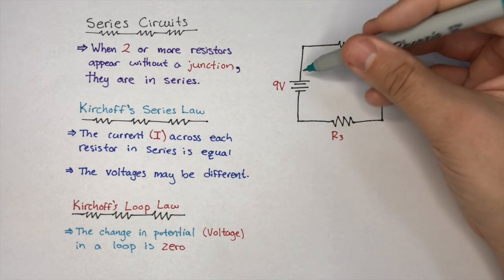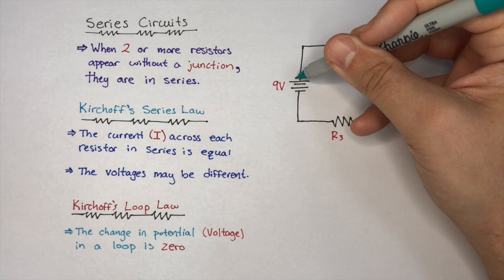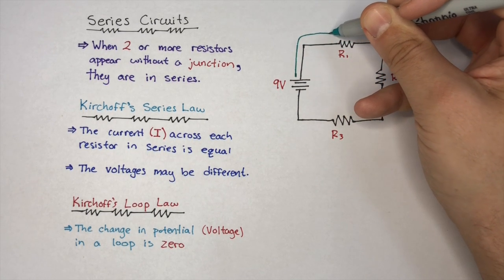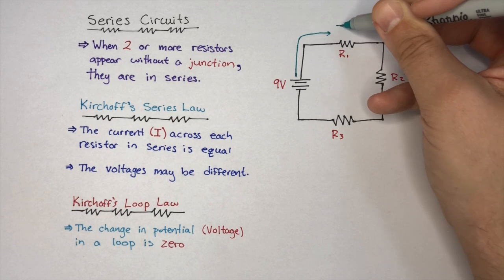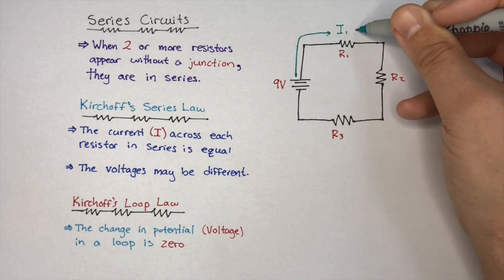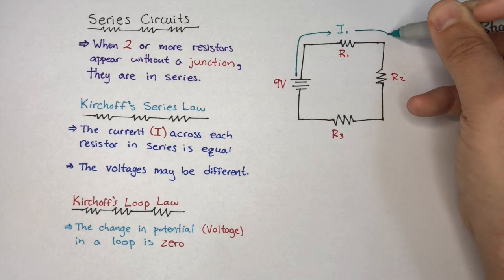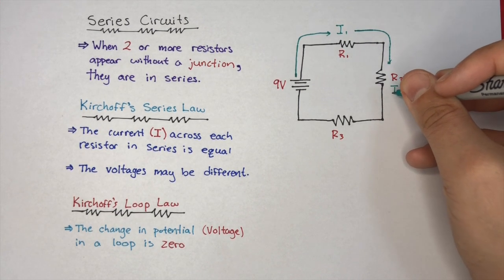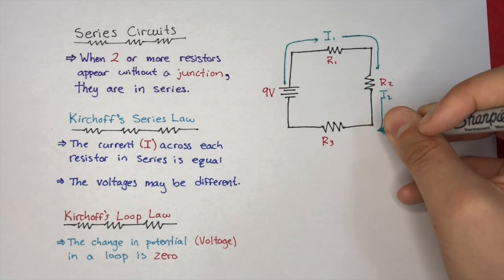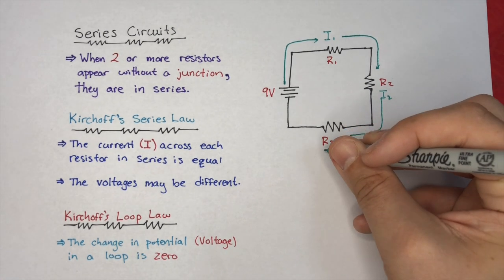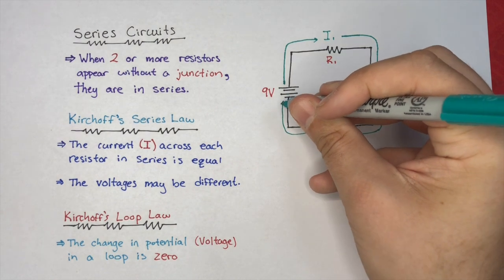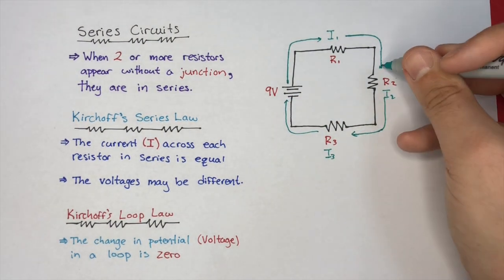Okay, so if you take a look at this 9-volt battery, reaching out from the positive terminal of the battery, the current's going to travel along here, and it's going to meet the first resistor. It's going to have some current I1, and it's going to pass through down towards R2, and that's going to have some current I2, and it's going to pass down through here. It's going to meet this resistor and have a current I3 before finally terminating back on the battery.